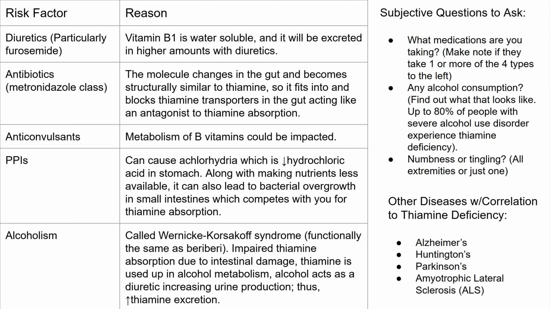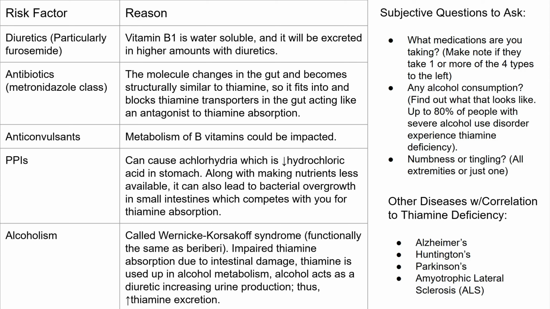Alcoholism causes something called Wernicke-Korsakoff syndrome. This is functionally the same thing as beriberi. Alcoholism's impact on B1 deficiency is essentially threefold. Alcohol impairs thiamine absorption due to intestinal damage. Thiamine is used up in alcohol metabolism. Alcohol acts as a diuretic, which increases urine production, thus increasing thiamine excretion.